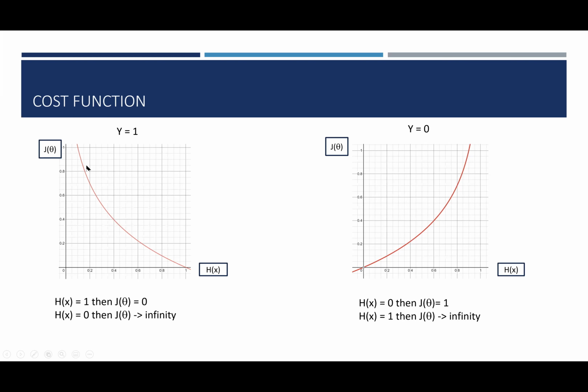On the other hand, if your h of x predicts a value very close to 0, you're going to get an extremely large cost, because that's completely wrong. And the same thing for when y equals 0, so the actual value is 0. When h of x predicts that the example probability is 0, there's 0 cost because that's what it's supposed to be. And then it approaches infinity the closer h of x is to 1, because that's a greater error.